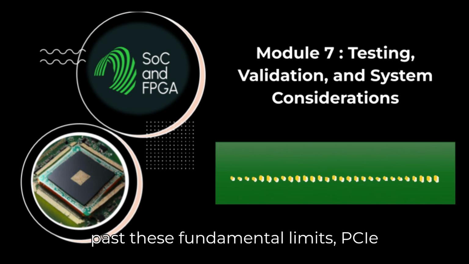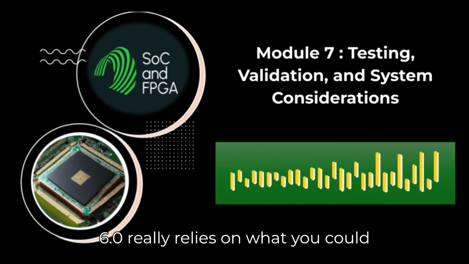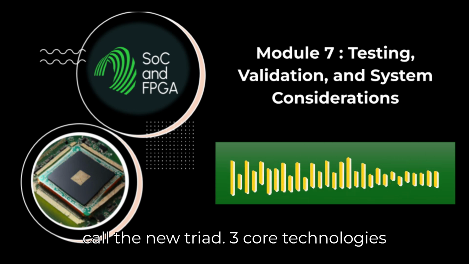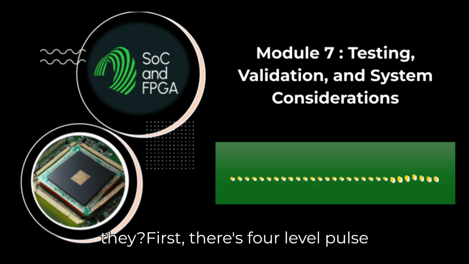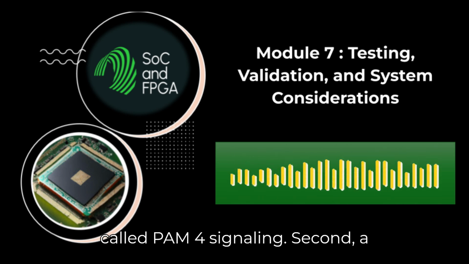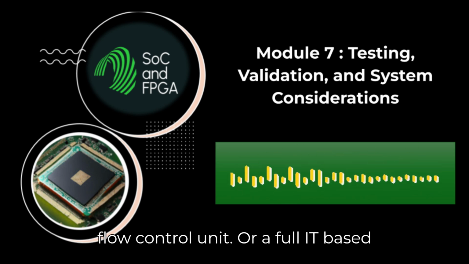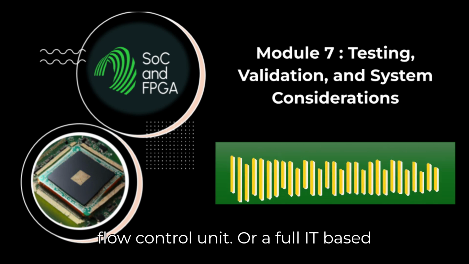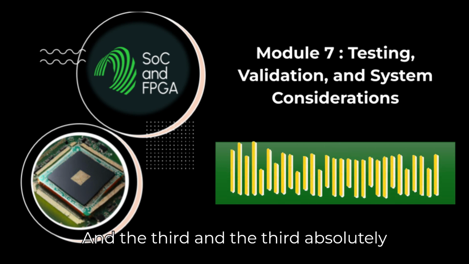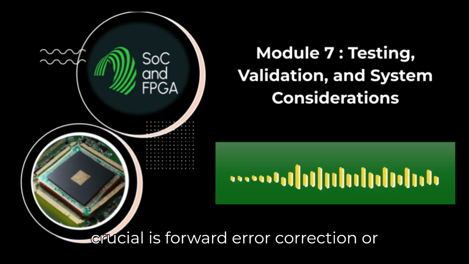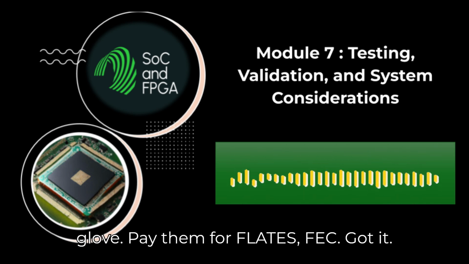Right. So to get past these fundamental limits, PCIe 6.0 really relies on what you could call the new triad. 3 core technologies working together. A triad. Okay, what are they? First, there's 4-level pulse amplitude modulation. You'll hear it called PAM4 signaling. Second, a totally new way to package data called flow control unit, or FLIT-based encoding. Okay, PAM4, FLITs, and the third. And the third, absolutely crucial, is forward error correction, or FEC. These 3 really work hand in glove. PAM4, FLITs, FEC. Got it.